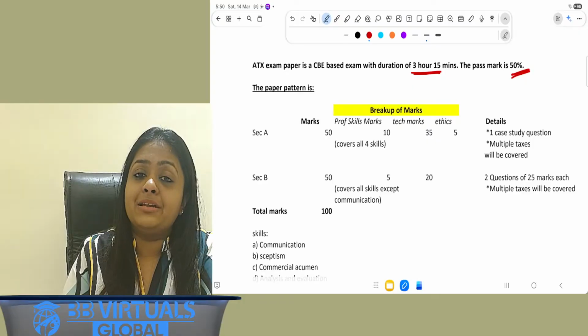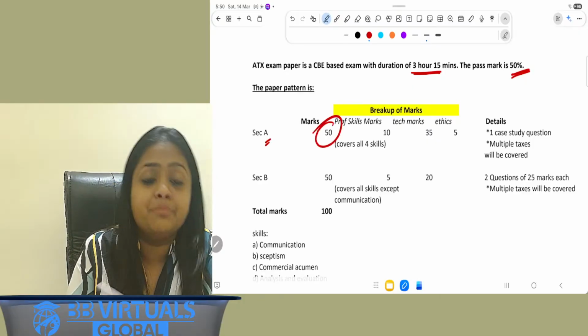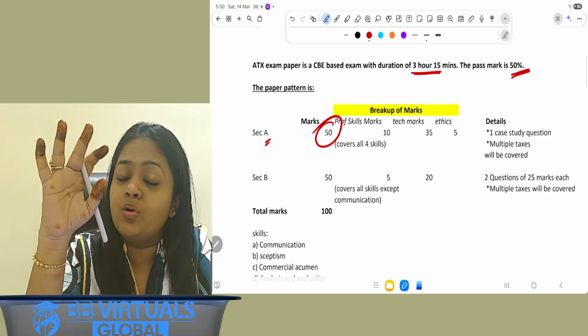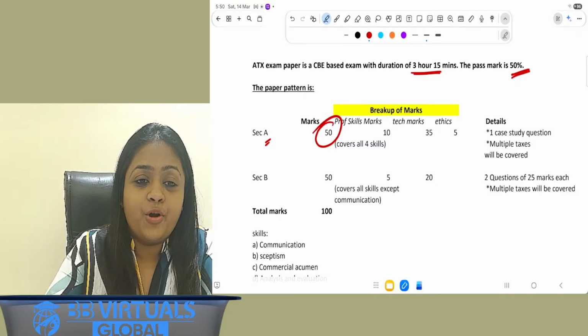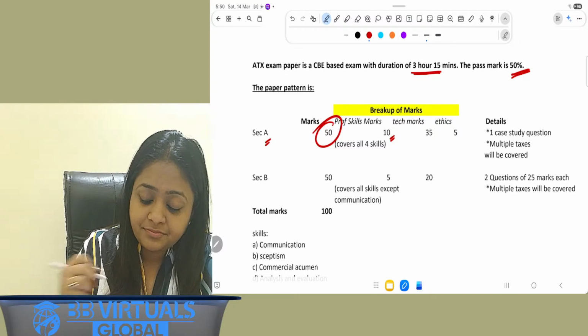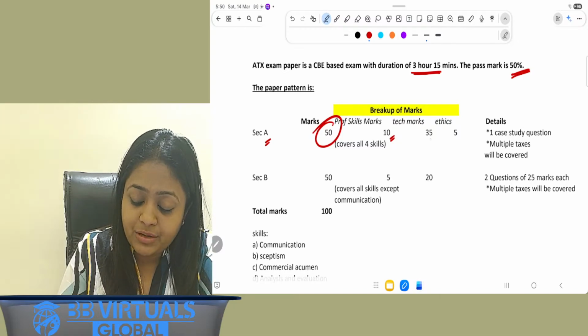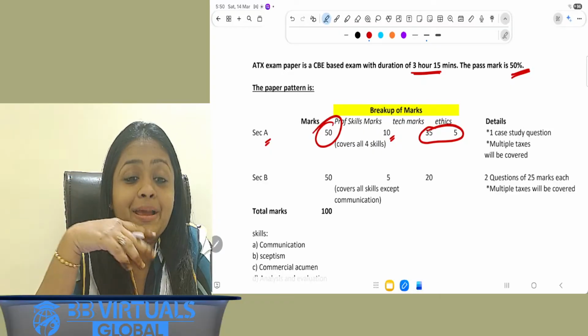Now your paper pattern is where you have section E question, only one question that will carry 50 marks. But you know what? You don't have to write for 50 marks. Then the next question is, ma'am, what are you saying? For how many marks then we have to write? You just have to write for 40 marks. Why only 40 marks? Why?